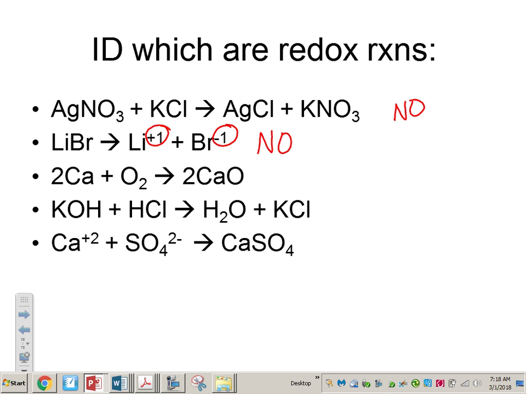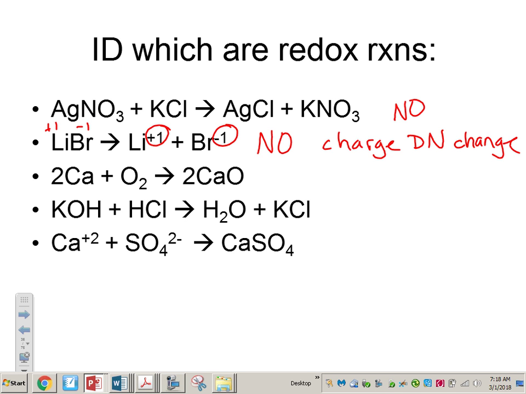Elements aren't zero. They have to be alone and have a charge of 0 on one side, which this doesn't. So if there's a charge, that really overrules it, because the charge of this lithium in this compound is +1 and the bromide is -1. So the charge did not change. That makes it not a redox reaction.